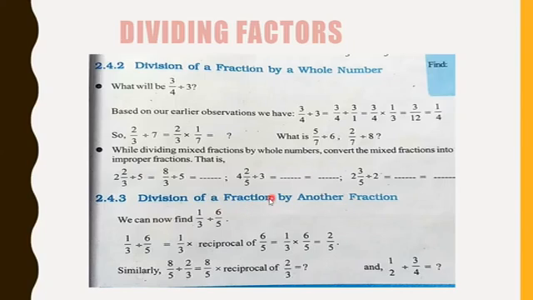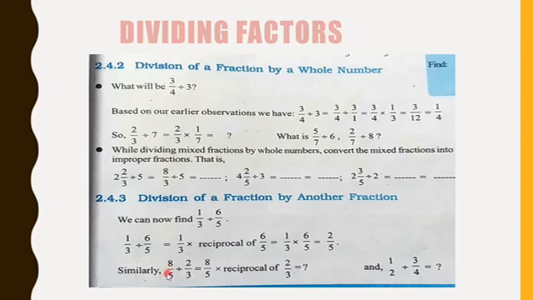Division of a fraction by another fraction. Now we have seen fraction by whole number. Here fraction by fraction, so here also a fraction and here also a fraction. In this case, how will you divide? 1 by 3 divided by 6 by 5. Here 1 by 3 into the reciprocal of 6 by 5, which is 5 by 6. The reciprocal of 6 by 5 is 5 by 6. So you will get 1 sixes are 6, 3 fives are 15.